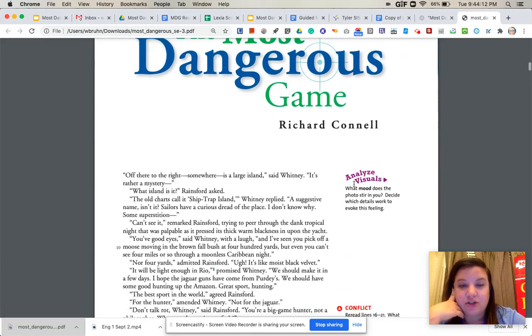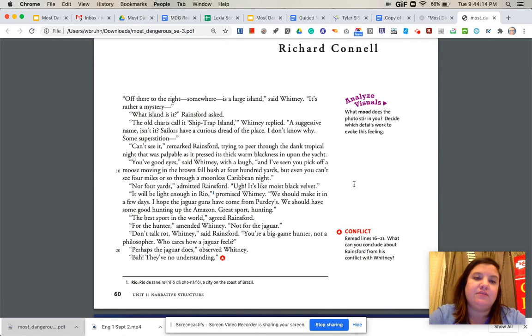This is The Most Dangerous Game by Richard Connell. Off to the Sorry, first words and I already messed up. Off there to the right somewhere is a large island, said Whitney. It's rather a mystery. What island is it? Rainsford asked. The old charts call it Ship Trap Island, Whitney replied. A suggestive name, isn't it? Sailors have a curious dread of the place. I don't know why. Some superstition.